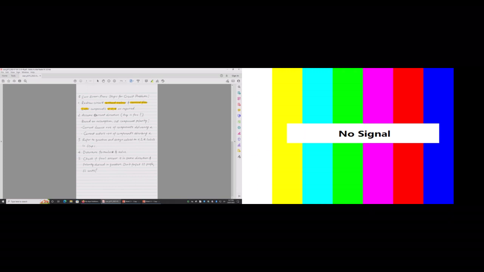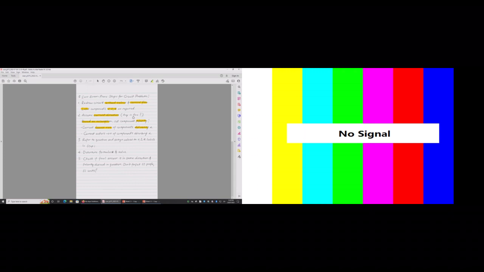After this, you can go on to the next step. Assume a current direction, which is what you usually start off with. Based on this assumption, and this is very important, always based upon your current direction, set the polarity. These are two notes that I was saying just now. Current should always leave the positive terminal of components which deliver electrical energy. If it is delivering, your current must leave the positive terminal.